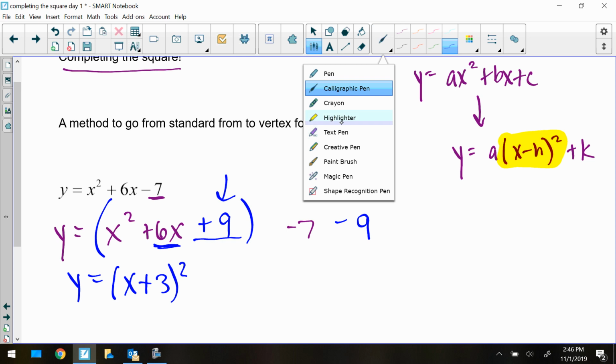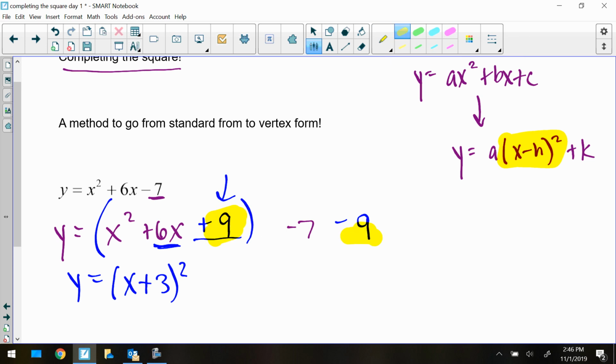And if you notice, I'm going to highlight, if I were to add 9 and negative 9, they would basically cancel each other out. If you take a look at what I have left over, the green highlighted stuff is the original problem, and the 9 and the negative 9 really just add to 0. So I'm putting in this magic 9 here to get x plus 3 squared.